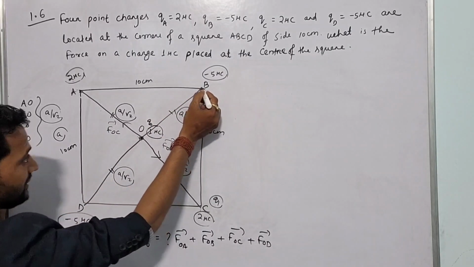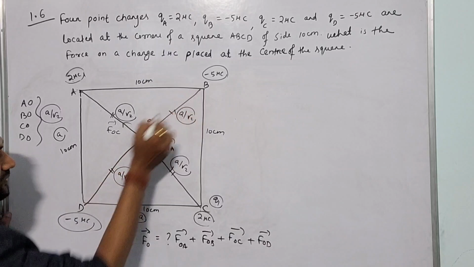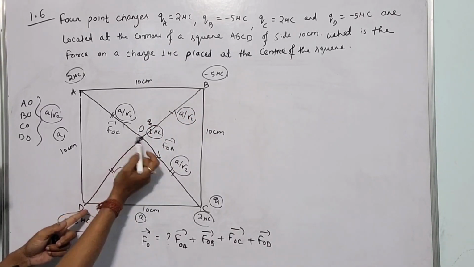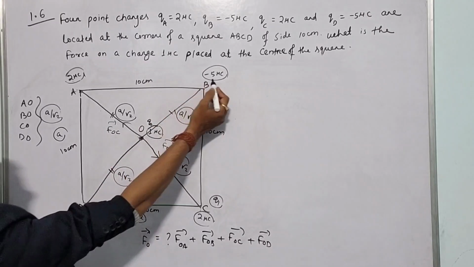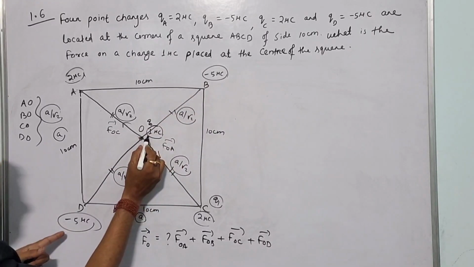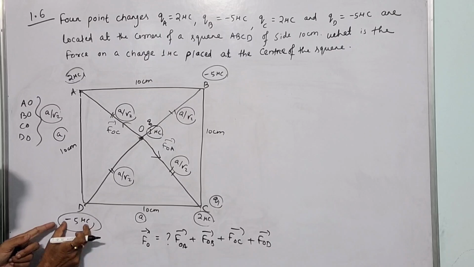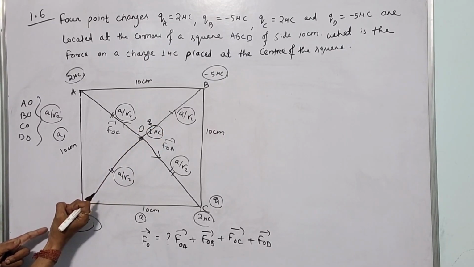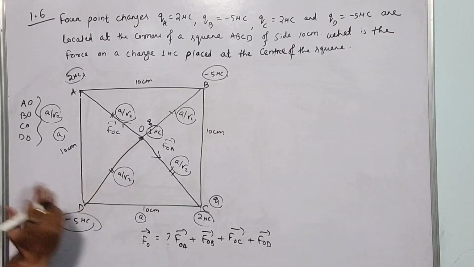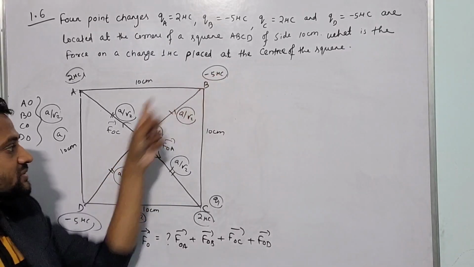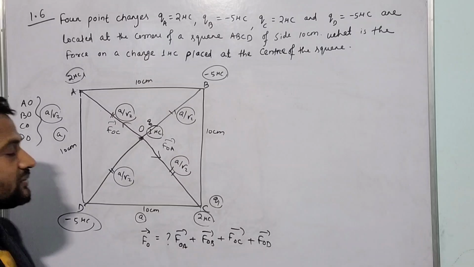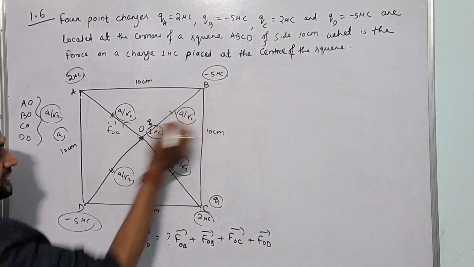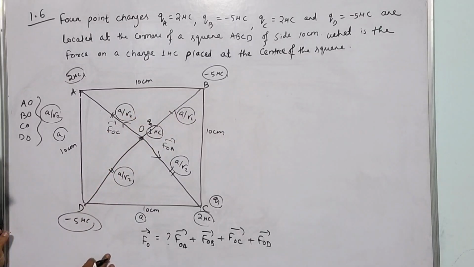Similarly, force on O due to B will be equal to force on O due to D, because look, the magnitude of both: this is -5 microcoulomb, this is -5 microcoulomb, this is +1 microcoulomb. So -5 microcoulomb will attract +1 microcoulomb with a force. That force will be the same as this force on 1 microcoulomb due to -5 microcoulomb which is located at B. That means the force is equal, the magnitude of force will be the same.